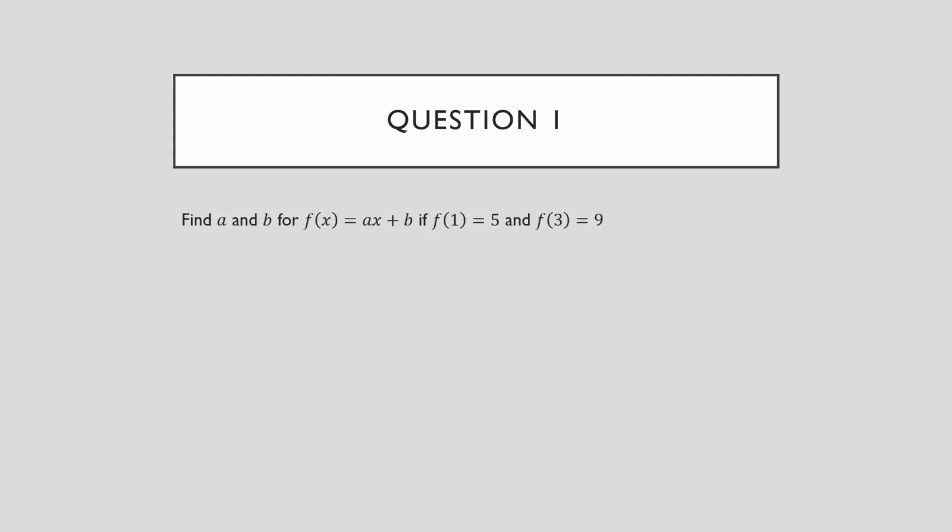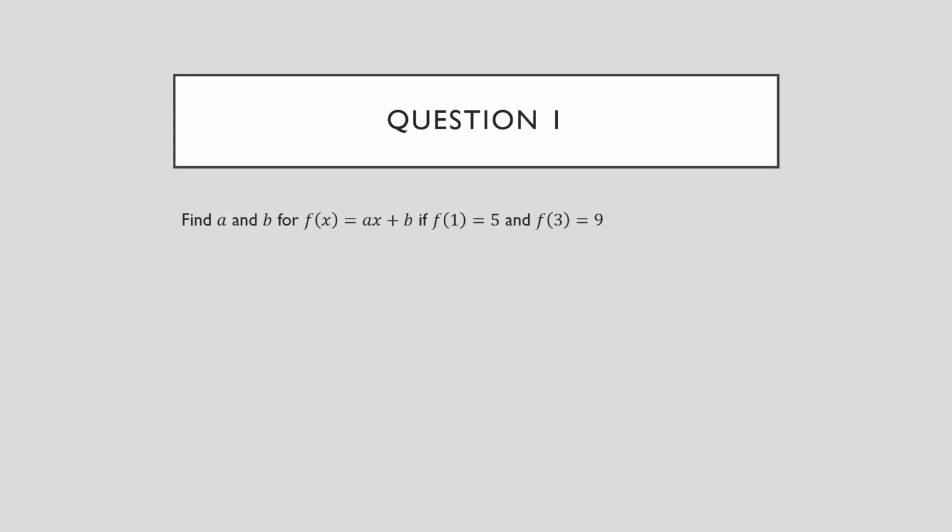All right, so question 1 says find a and b for f of x equals ax plus b if f of 1 equals 5 and f of 3 equals 9. So it's basically asking to find the values of a and b to make it so that the function spits out these values when we put in the x values of 1 and 3.